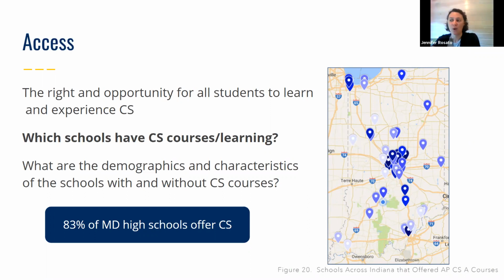So we're thinking about where computer science is being offered in terms of geography, but then maybe also in terms of the character, the demographics of the school itself. Is it being offered in schools where there's a high number of students on free and reduced lunch plans? Is it being offered in schools where it's mostly white students? Those kinds of things.